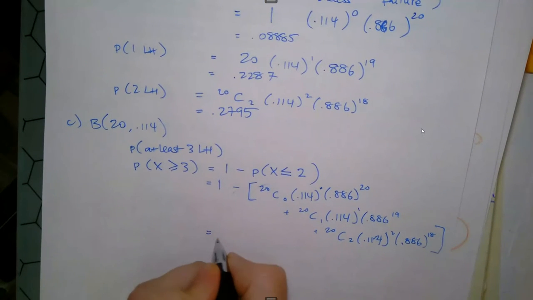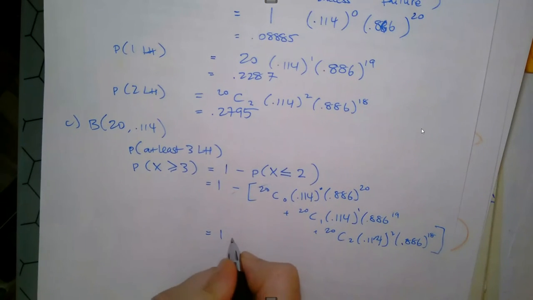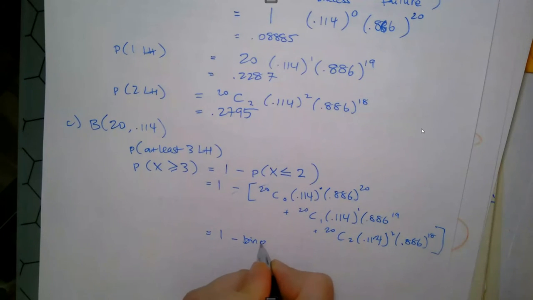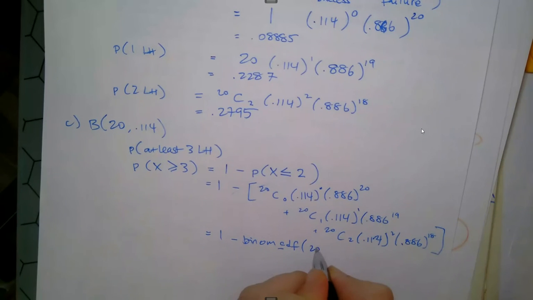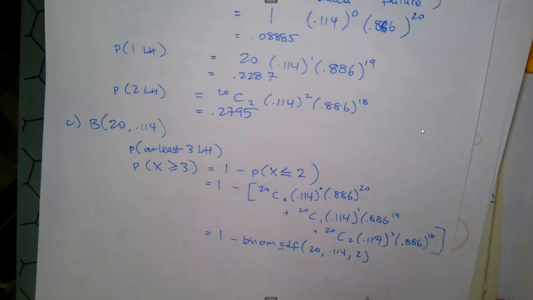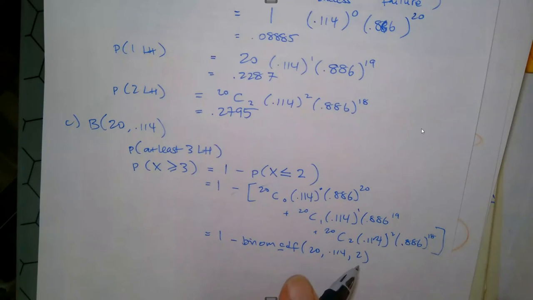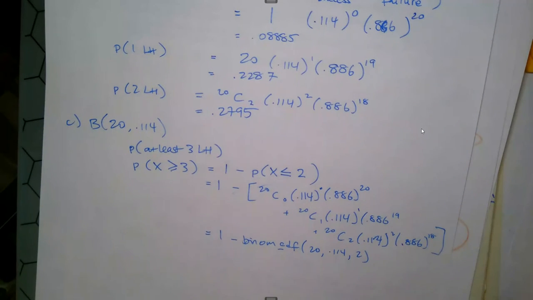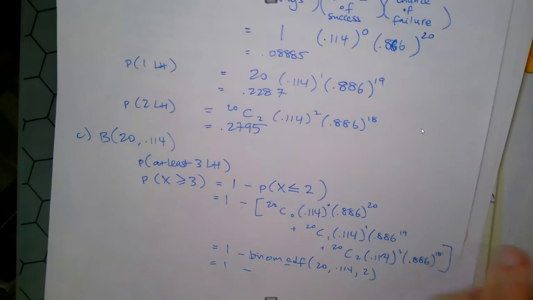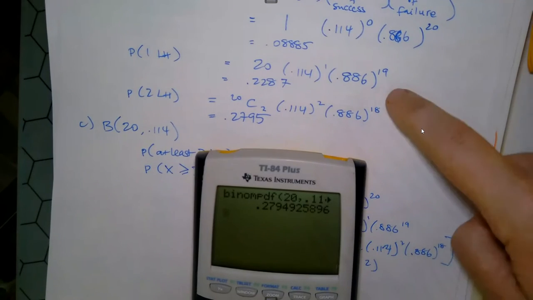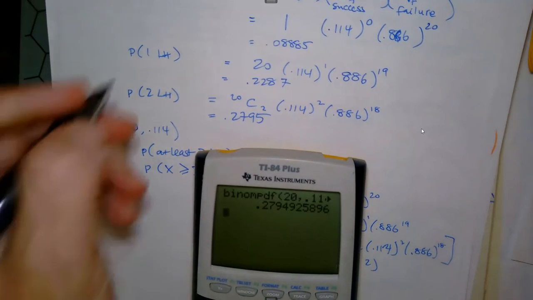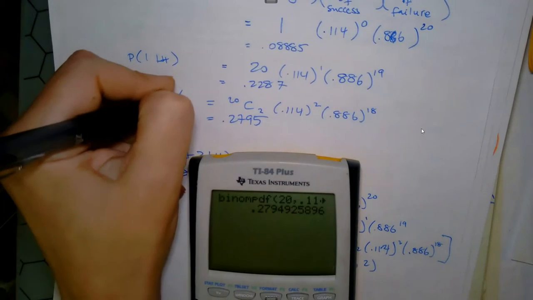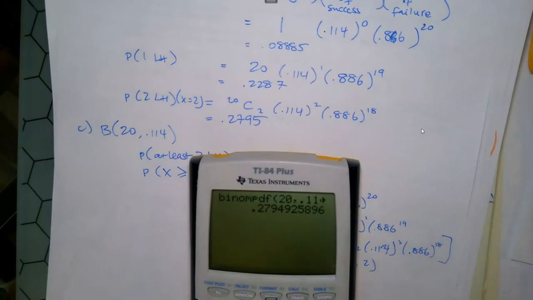So now that I've written this down, calculator pressing time. So I'm going to say 1 minus binomial CDF. That's a shader. 20, 0.114, 2. So I'm saying please remove everything that is 2, 0, or 1 from my final answer. So PDF was to get a particular value, so this was x equal to 2. This is a less than or equal to, which is what we're about to do.